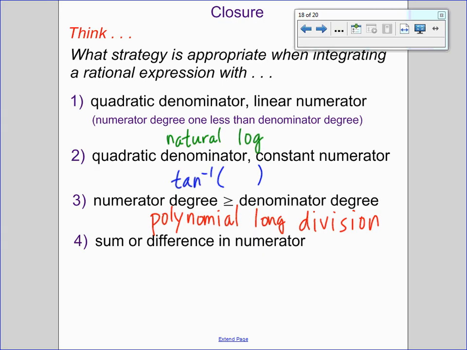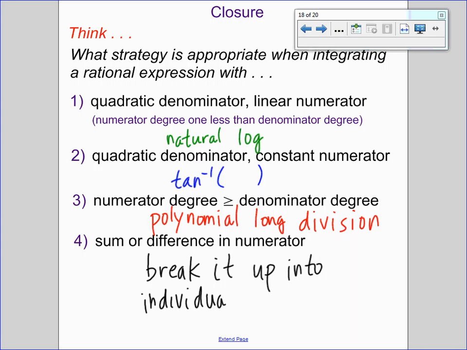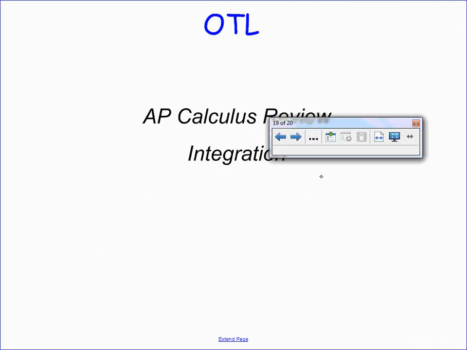And lastly, if there's a sum or difference in the numerator, how do we handle that? Marissa? I wrote separate. Yeah, we can separate it. We can break it up into a sum or difference of individual fractions, each with the same denominator. Awesome. Thank you for sharing, you guys.